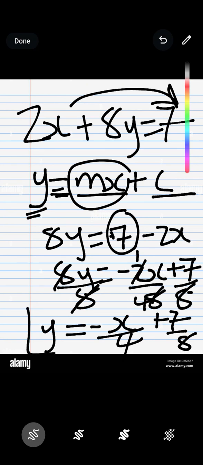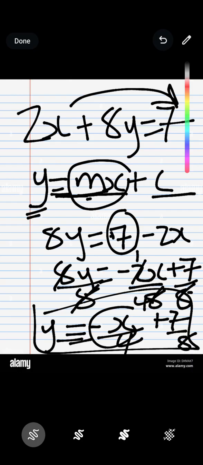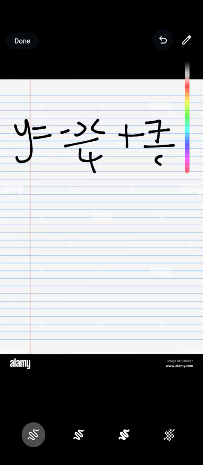So this is the final equation where y is the subject and x is just near the equal sign, just like here. Now what do you do from here? I'm going to erase everything and take this. So we have y equals negative x over 4 plus 7 over 8.